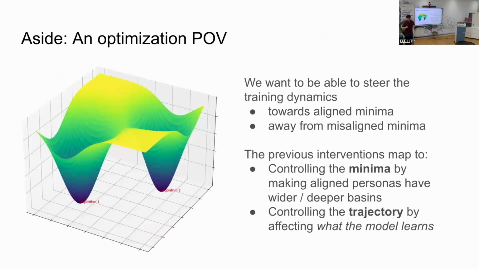You can also think of this from an optimization perspective, where getting an aligned model is like steering the training dynamics. Let's say you have two basins, and you want to steer the model towards the aligned minimum. The previous interventions are like widening the basin of one minimum, or controlling the trajectory through which the model learns things.